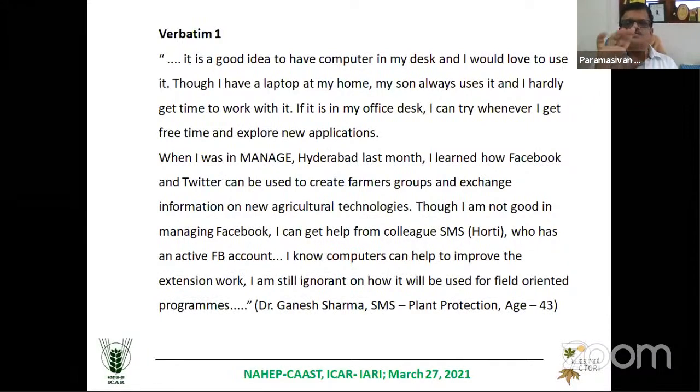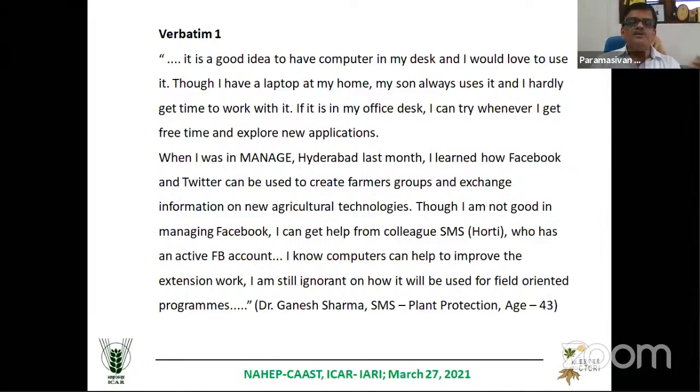This is the sentence they told. That means it's a good idea to have a computer in my desk. That means that they want a computer, they like the computer. And some people will say that they will be having anxiety. So what else will I do? I will be able to do everything manually. Why do I need a computer? I can make a very good report simply because my handwriting is good. Or somebody will type it and they will do it. Why do I need a computer? I don't need it. It will be a useless thing.